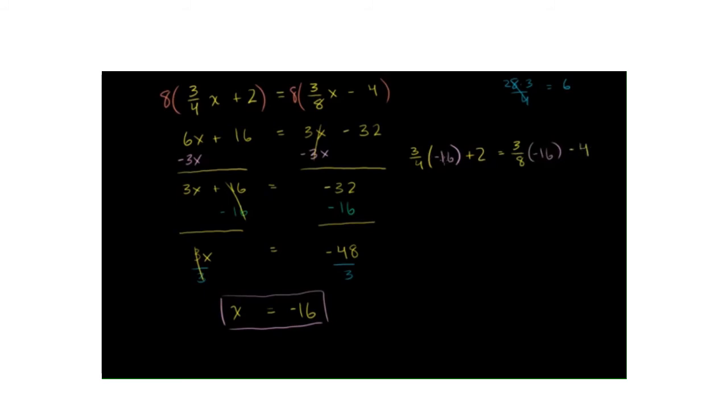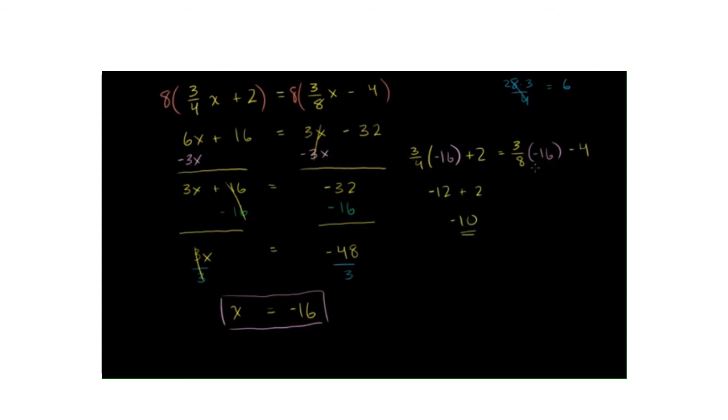So 3/4 of 16 is 12. And you could think of it this way. What's 16 divided by 4? It is 4. And then multiply that by 3. That's 12. It's multiplying fractions. So this is going to be a -12. So we get -12 plus 2 on the left-hand side. -12 plus 2 is -10. So the left-hand side's a -10.